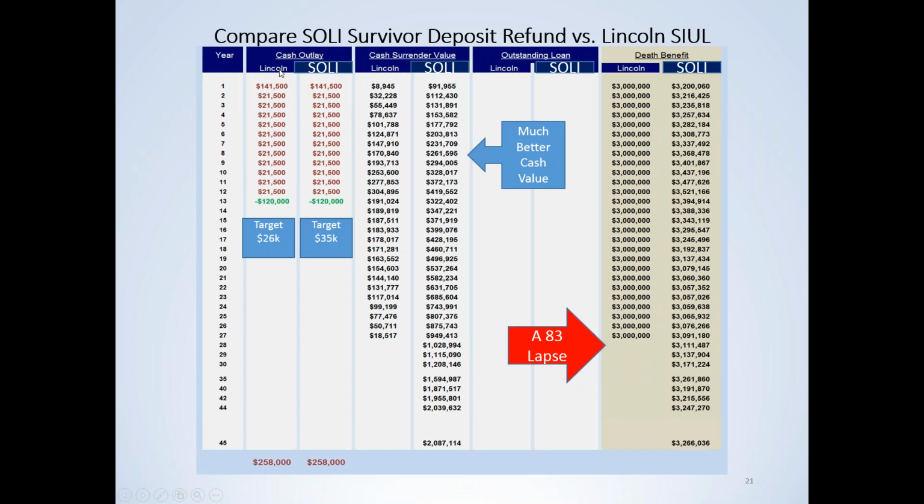This is a comparison to Lincoln, who's a big player in second to die, showing the exact same premium flow. They're out of gas at age 83. We're going to age 121. We got a bigger target. We got more cash. Much better solution than anybody on the street. So we crush second to die all day long.